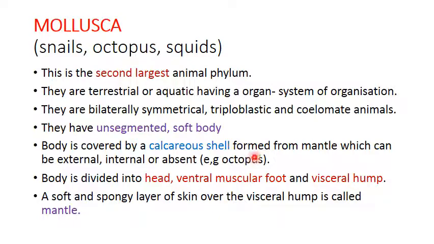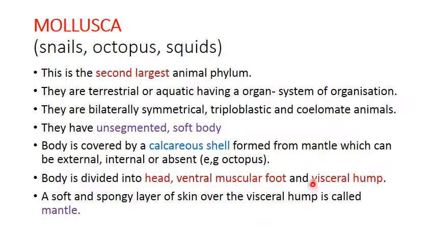और ये shell कहाँ से form होता है? एक mantle से. एक covering है over the visceral organs, that is called mantle. और ये shell बाहर हो सकती है, internal हो सकती है, or it can be absent like in octopus. Body will be divided into head, ventral muscular foot, and a visceral hump. जैसे camel में एक hump है, वैसे यहाँ भी एक elevated portion है, that is called a hump. और चूंकि इस hump में सारे internal organs हैं, that's why it is called visceral hump.